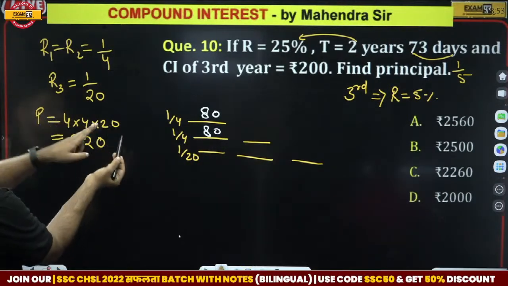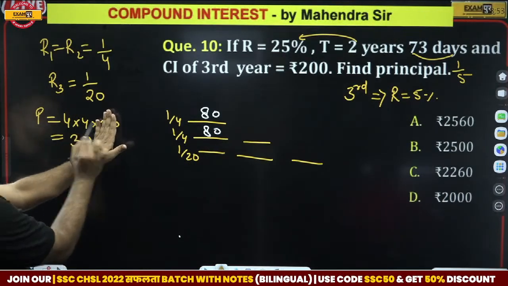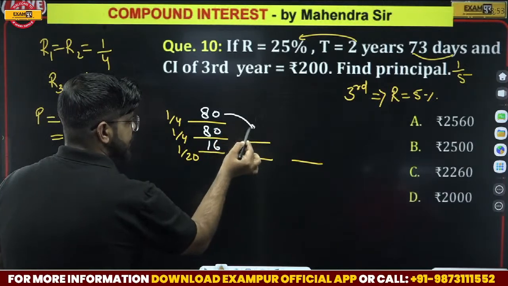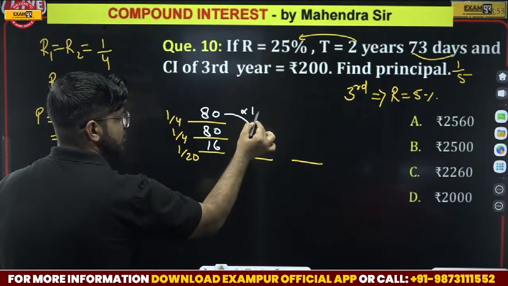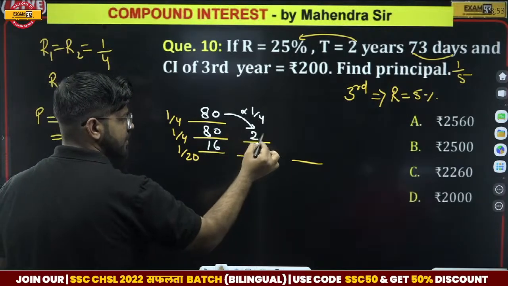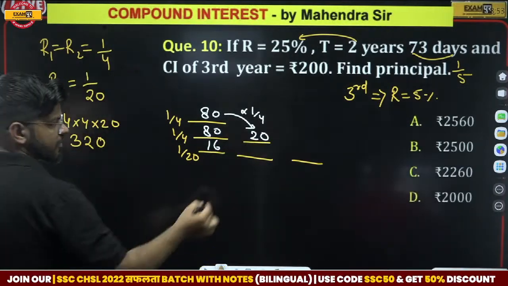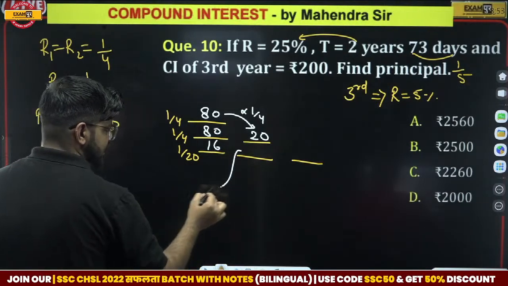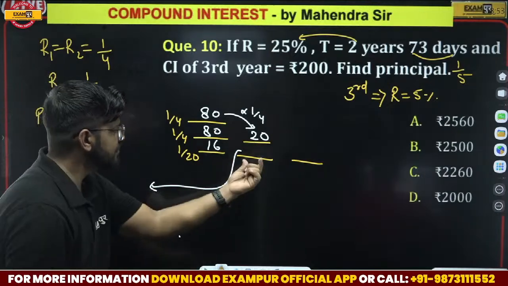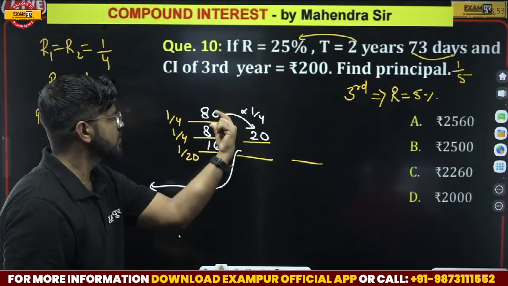Now 1 by 20, 20 gone, we will get 4 into 4, 16, right? Here the rate of interest is 1 by 4, we will do 1 by 4 here, we will get how much? Yes, 20. Okay. Now for this slab, I am going to calculate here, just look at here. For this slab we have to calculate this thing.